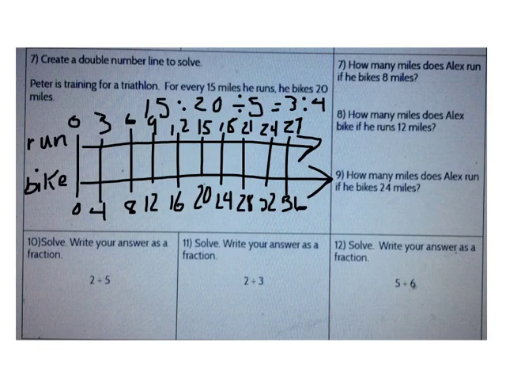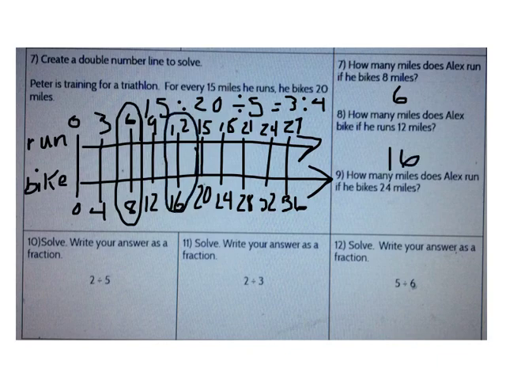How many miles does Alex run if he bikes 8 miles? 6. I can use the vertical pair to help me. How many miles does Alex bike if he runs 12 miles? 16. I can use the vertical pairing to help me. How many miles does Alex run if he bikes 24 miles? 18. I can use the vertical pairing to help me.